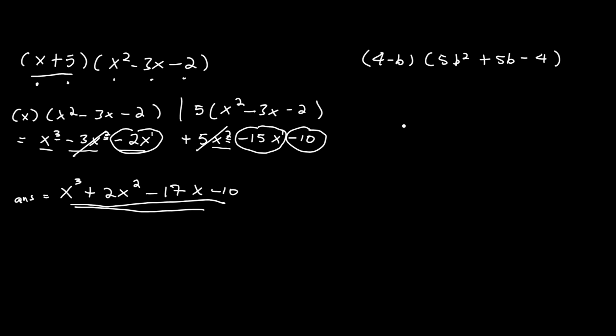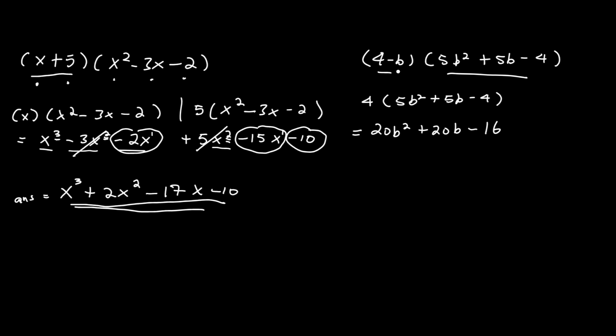Okay, so I'll go ahead and solve it. So this is a binomial and this is a trinomial. Let's go ahead and rewrite 4 here and let's multiply 4 to this trinomial. Now 4 times 5b squared is 20b squared. 4 times positive 5b is 20b, and 4 times negative 4, when the signs are different when multiplying, we will get a negative, so that is negative 16.